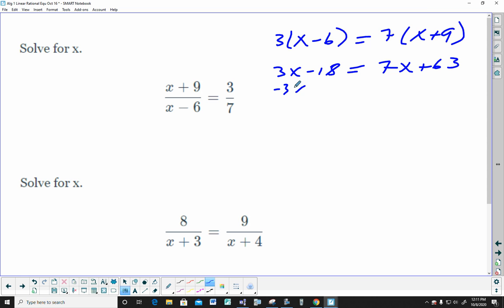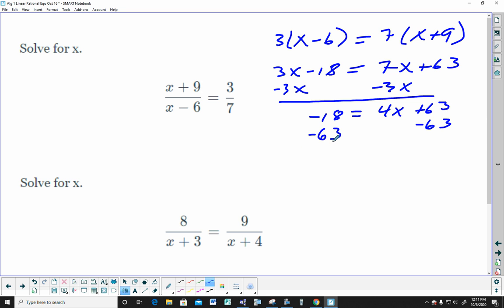I'm going to cut the 3x off, so I'm moving the variables first. So that would be 4x plus 63. I'm going to cut the 63 off. That's a little big for my head. So negative 81. And then divide by 4. And that will not reduce. So that's your answer.